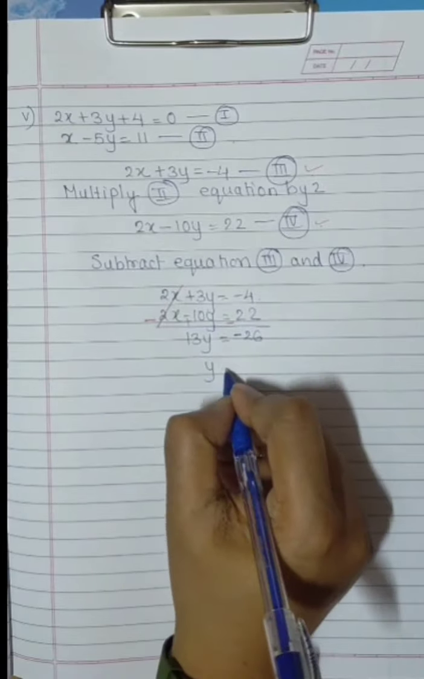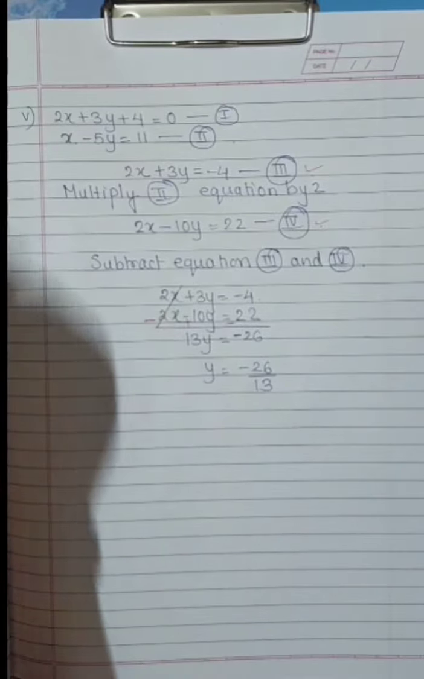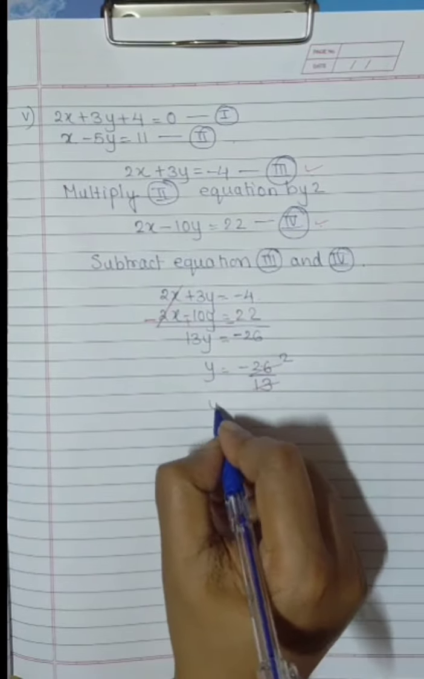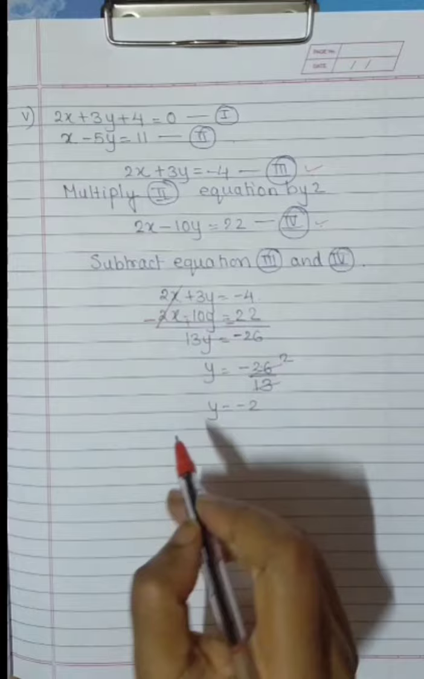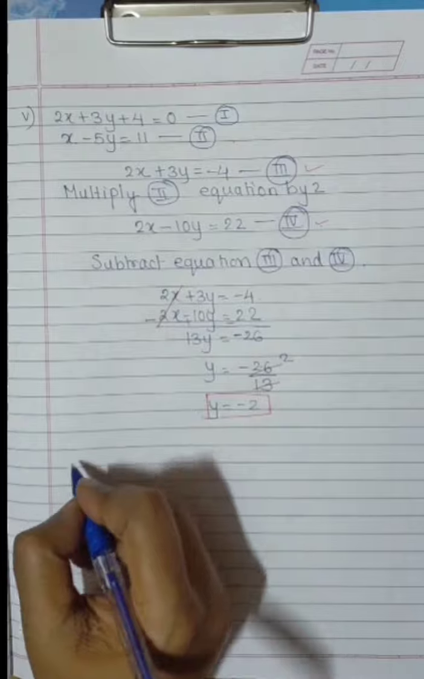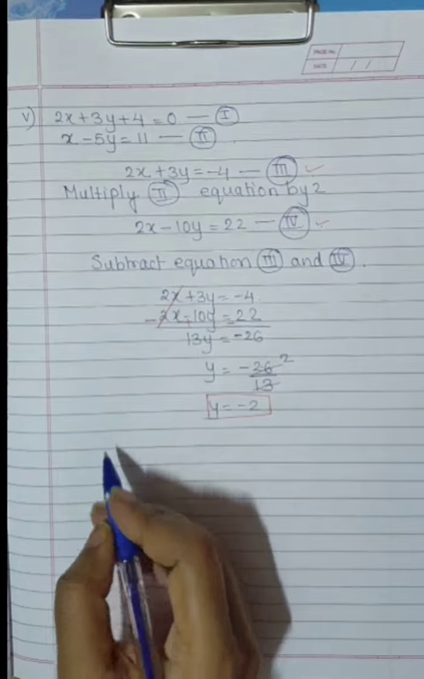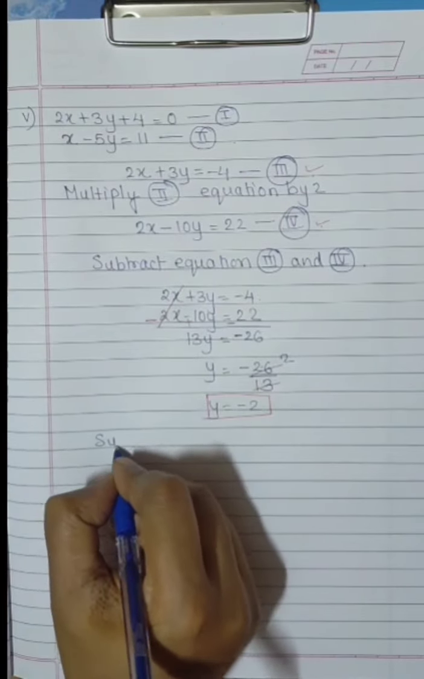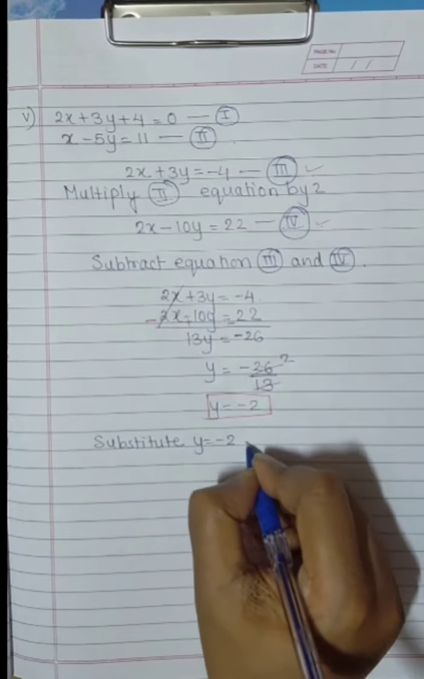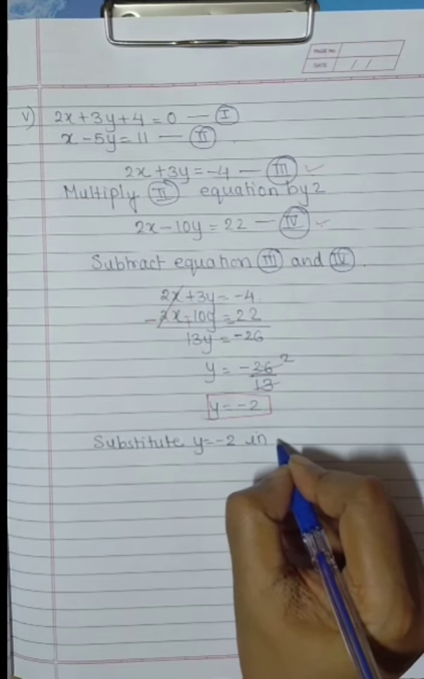Now y is equal to minus 26 upon 13. When we divide, we get y is equal to minus 2. We got the value of y as minus 2. Now after this, we are going to substitute y in one of the equations. So I am using the first equation. So substitute y equal to minus 2 in the first equation.